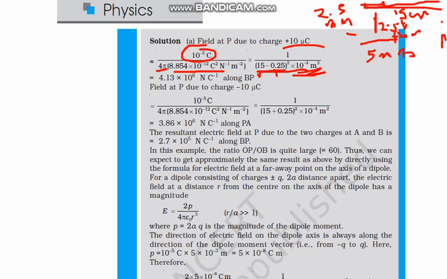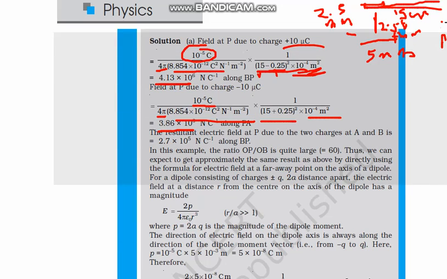Now for the negative charge, similarly, this is 10 microcoulomb, this is 4 pi epsilon naught, this is 1 upon distance squared, but this time the distance is positive. So 15 plus 0.25 squared, and again changing to meter, 10 to the power minus 4. So we saw the last one was 4.13 when solved. This is 4.13 into 10 to the power 6. This time this is 3.86 into 10 to the power 6.